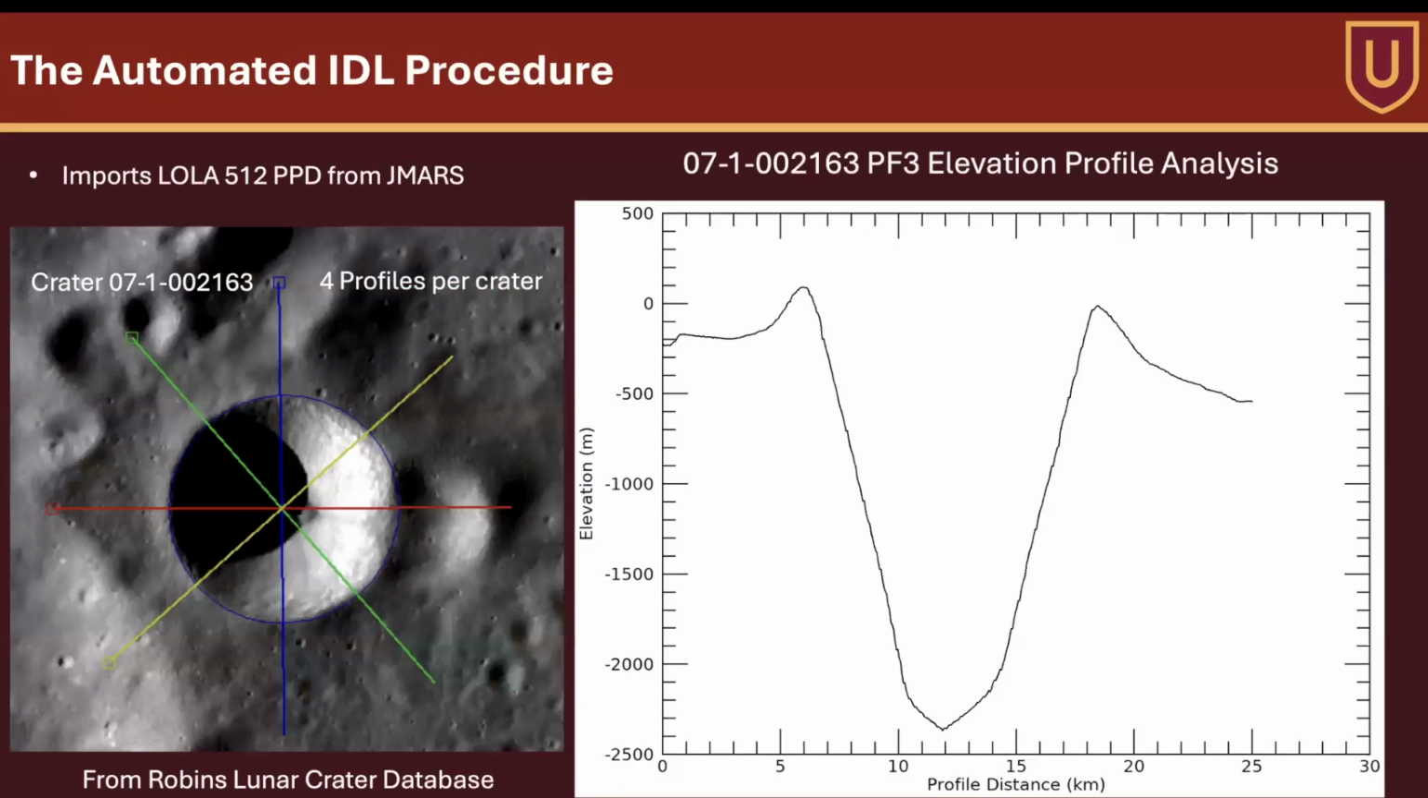So what is the procedure doing? We are importing LOLA 512 pixel per degree data from JMARS profiles, 4 for each crater as shown in the picture there. We are importing this into our IDL program. The crater data is from the Robbins Lunar Crater Database.